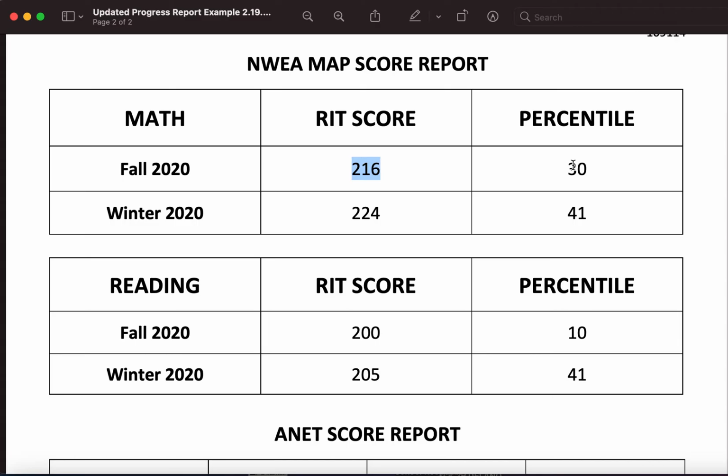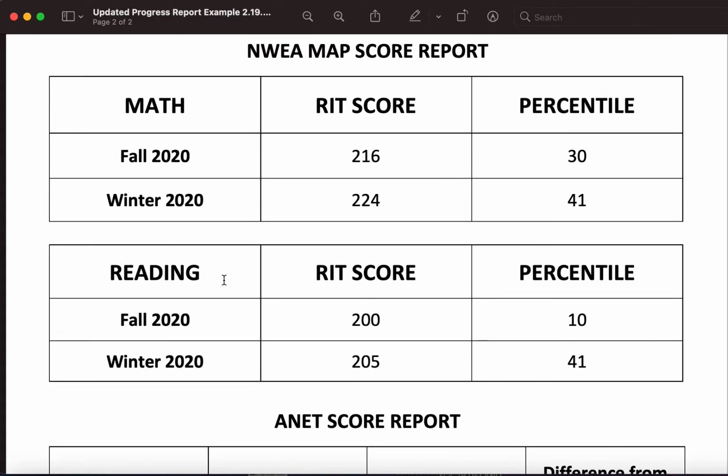And so obviously that would be of concern given how the rest of the grade level is doing. But we took it again in the winter. We see an increase for this student. Their RIT score went up. And then the percentile here is at 41. So now we see an 11 point increase, which means now that this child is doing as good as or better than 41% of kids in the grade. So they are improving at a faster rate, which is awesome to see.